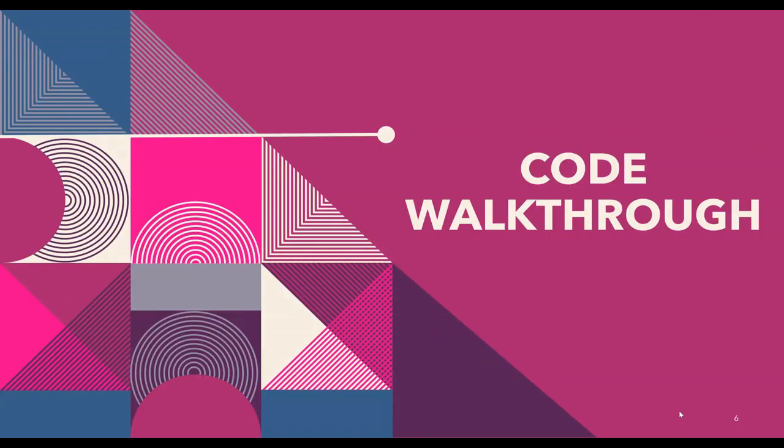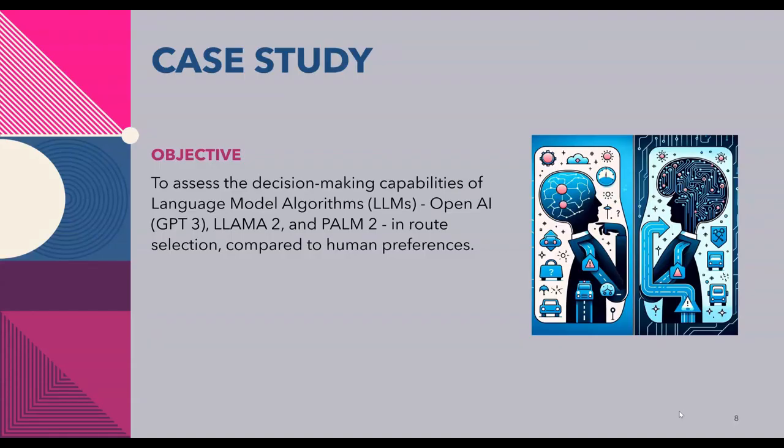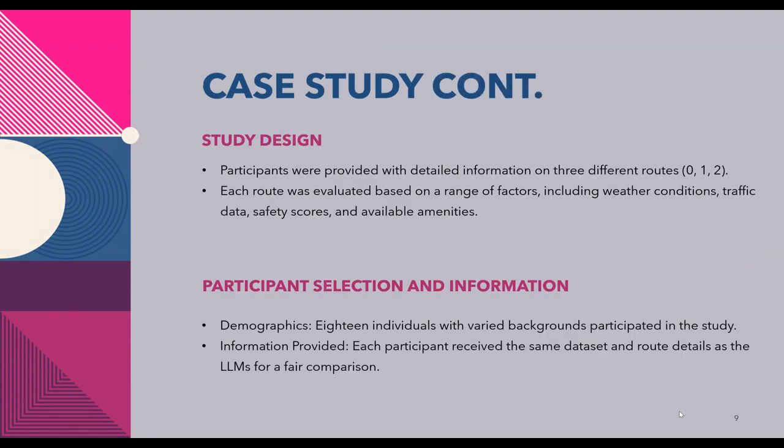So after the code walkthrough, we go back to the PPT where I'll be presenting the case study. So the objective was to assess the decision-making capabilities of the three LLMs as shown, and the comparison of the responses from the data given to them. And we have taken into account the human preferences by formulating a Google form and spreading it for a user survey, and then taking the responses from them and analyzing for the comparison.